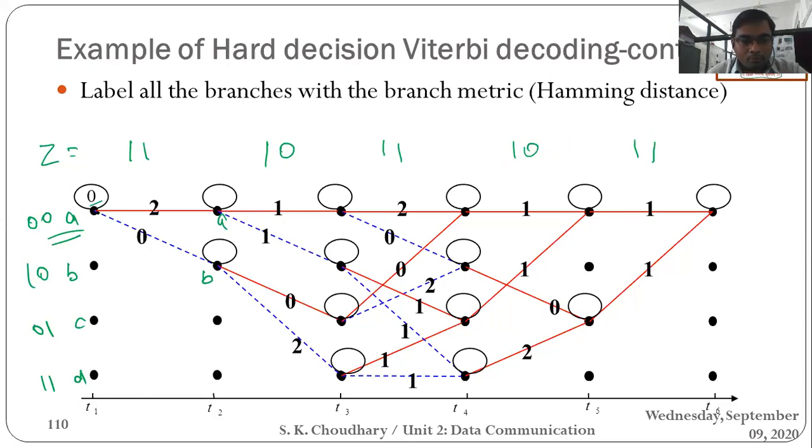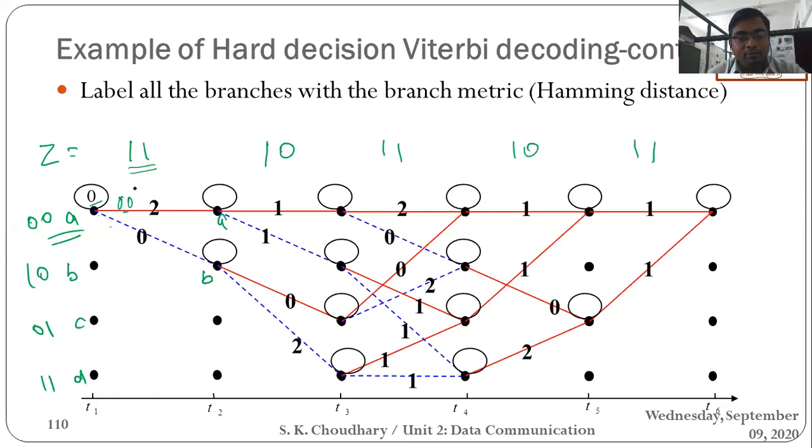When you move from one state to another state, whatever path you follow, you have to compare the coded sequence with the received sequence. Z is the received sequence. Now, the coded sequence: if you remember the state diagram, when you are at A and you receive the solid line, meaning 0, you remain on the same state A, and the output is 0 0. So compare this 0 0 and this 1 1.